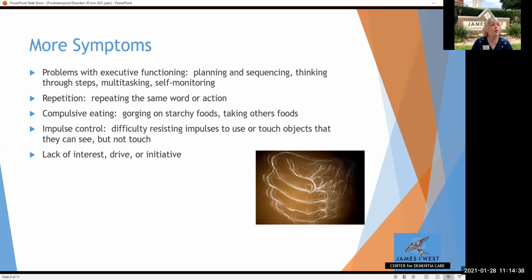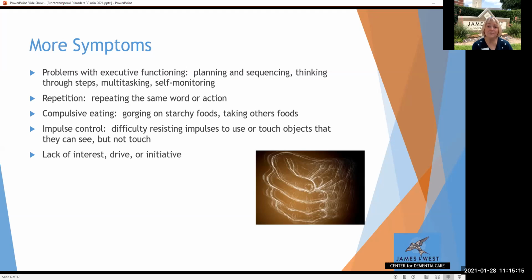Here's some more symptoms. Problems with executive functioning. Notice we haven't said anything about memory yet. Executive functioning, that's the planning and the sequence. What do I do first? What's the next step? What do I do next? So that can really come into effect with our personal hygiene. You know, what are the steps I take getting ready in the morning? Thinking through the steps of a recipe, thinking through the steps of driving the car, thinking through the steps of making this computer work or that phone work or that remote control work. And then they're self-monitoring, being able to self-regulate, starting to have repetition.